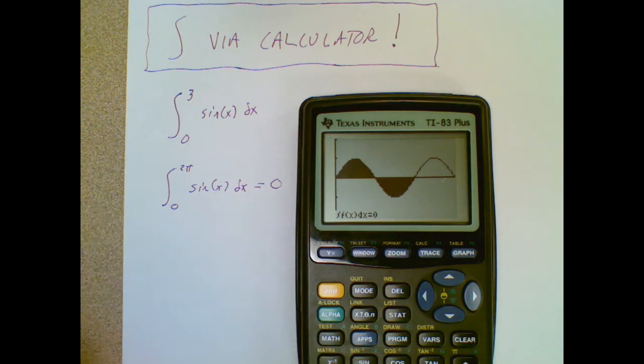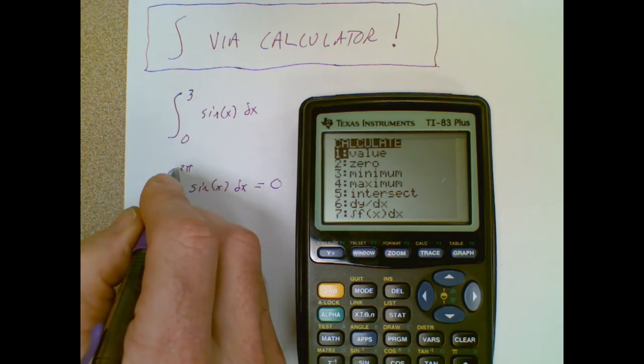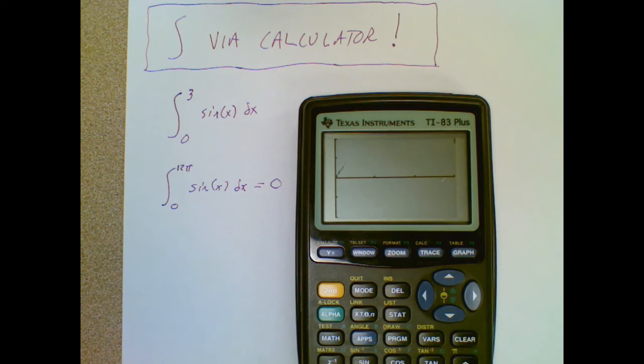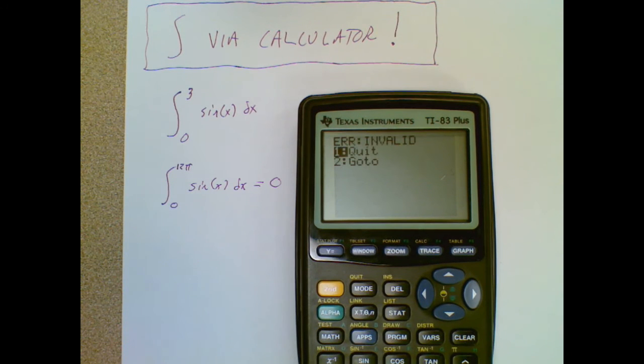And I'm going to do one more. Let's do the same function one more time. And second, calc. But now instead of going to 2 pi, I'm going to go to 12 pi. So I go to my integral. Always got to wait for it to graph. Just meditate. 0 for my lower limit, 12 pi for my upper limit.